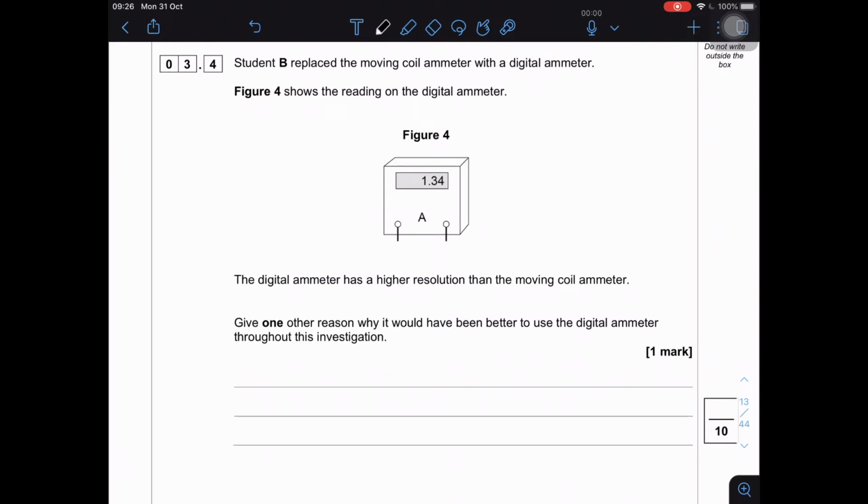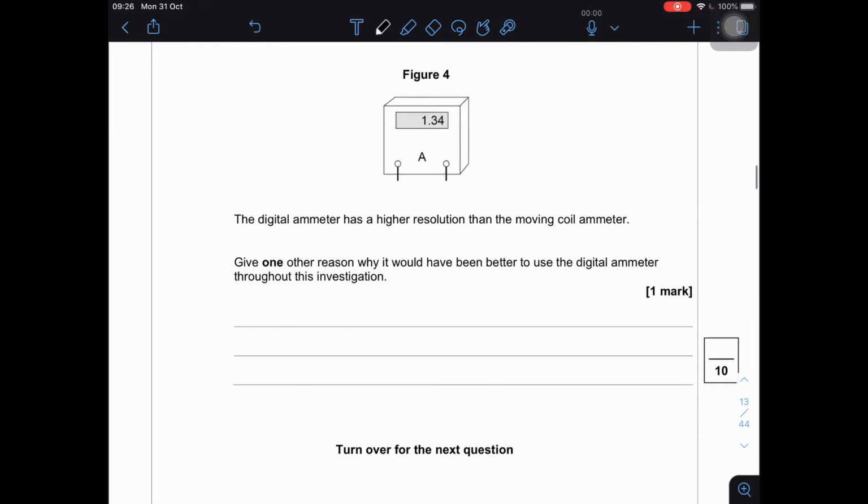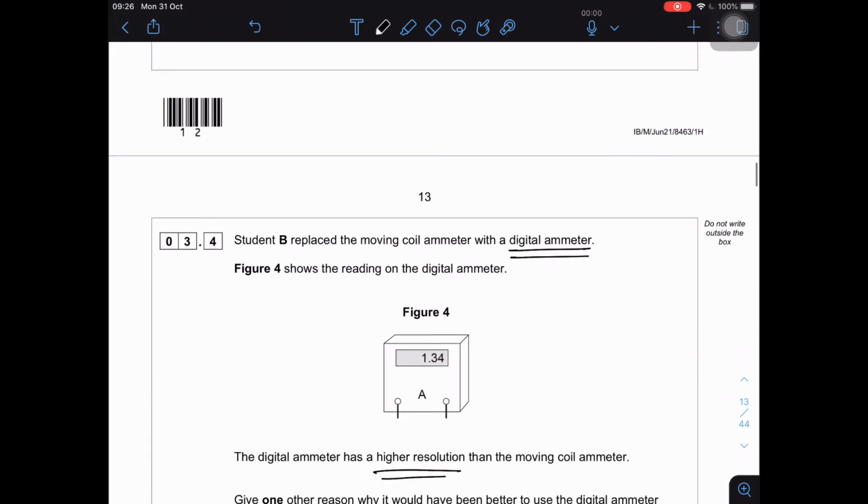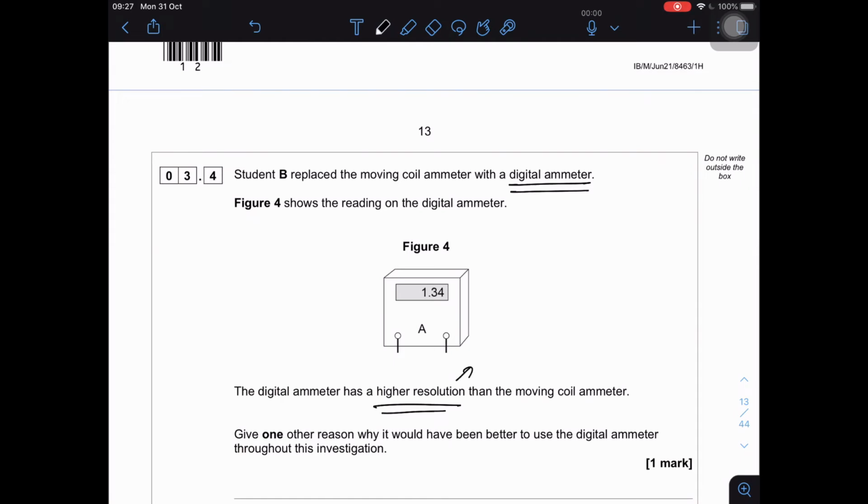3.4. Student B replaced the moving coil ammeter with a digital ammeter. Figure 4 shows the reading on the digital ammeter. The digital ammeter has a higher resolution than the moving coil ammeter. Give one other reason why it would have been better to use a digital ammeter throughout this investigation. So here it says higher resolution. What does higher resolution mean?